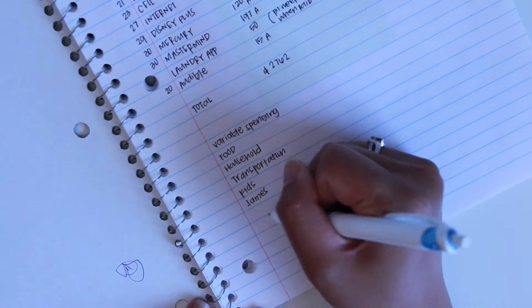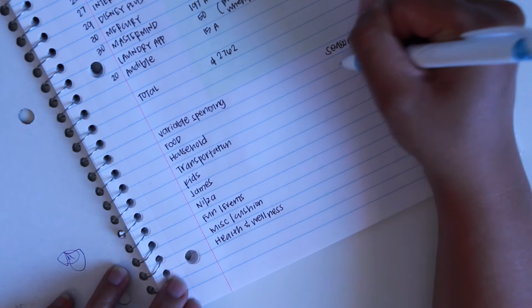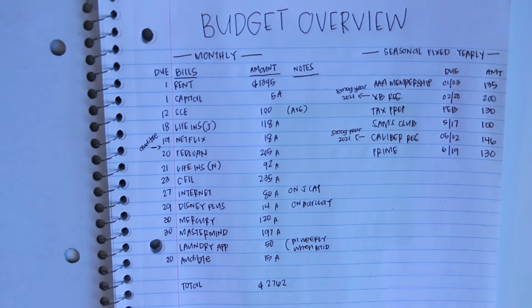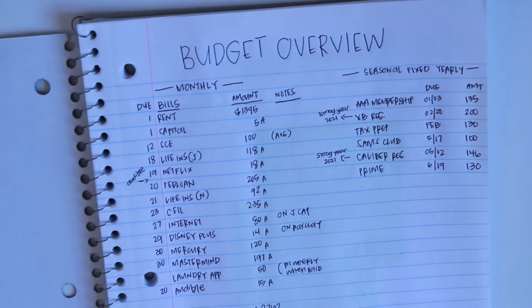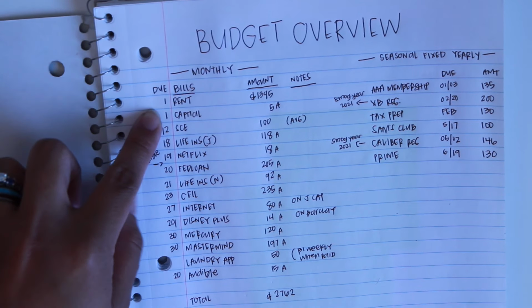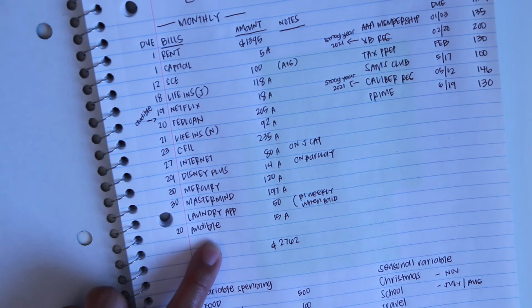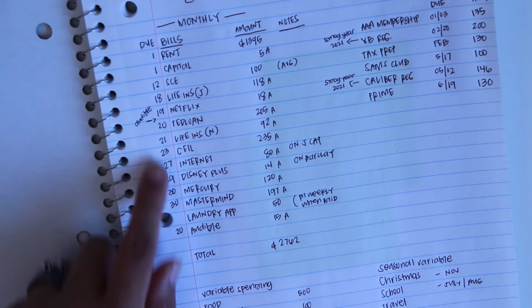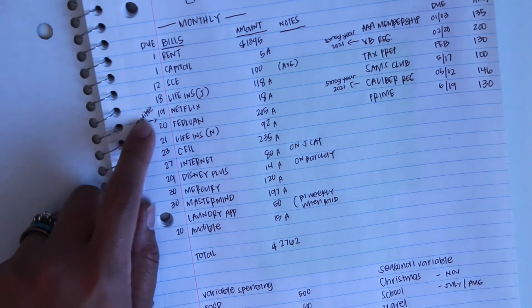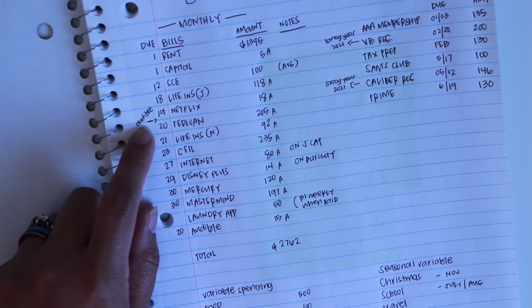Okay, so I'm pretty much done writing out the budget overview page. So I'm going to go over it with you guys. With the monthly bills, you want to make sure you have the due date and put it in due date order. I forgot the Audible on here, so I wrote it down here at the bottom because it was something new that we have. So I made an arrow on here as well just to make sure that I remember.